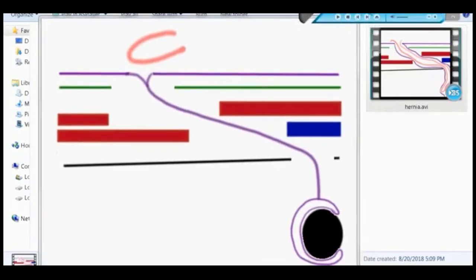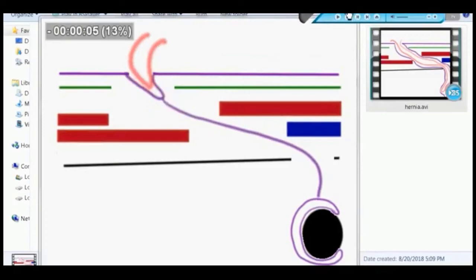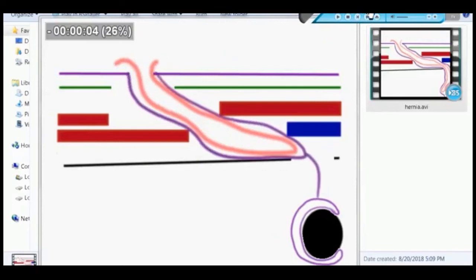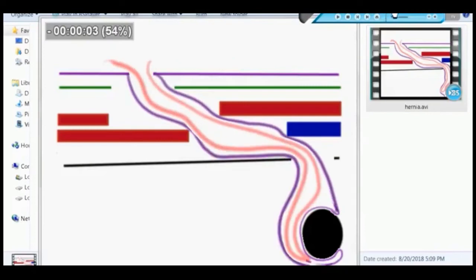You can see here again, like this, passing through the processus vaginalis. See, this kind of hernia of congenital type passes to the scrotum. This is a congenital indirect hernia.